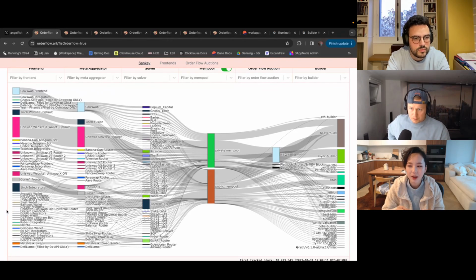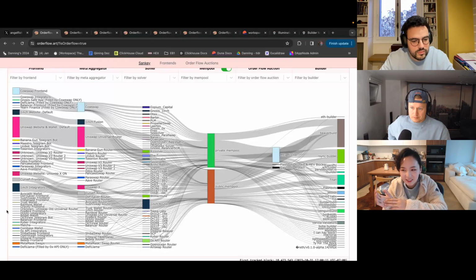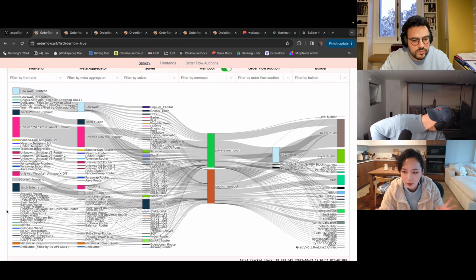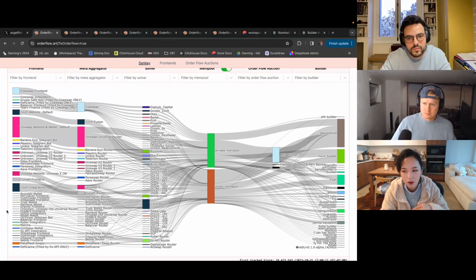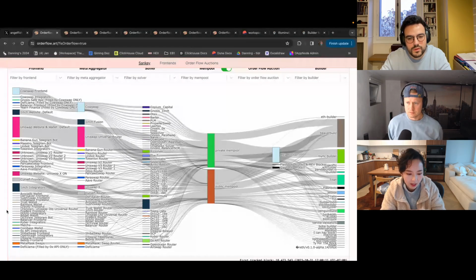Actually, let me go from the simplest to the most complicated. Today, if you're trading on a DEX, the simplest model is that you go to a DEX front end and they check all the AMM liquidity pools they have and find the best price for the user, routing across their liquidity pools.